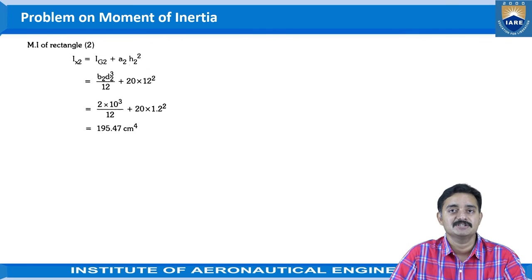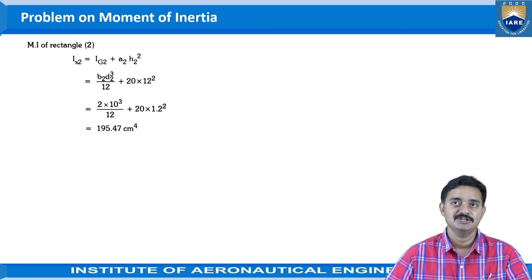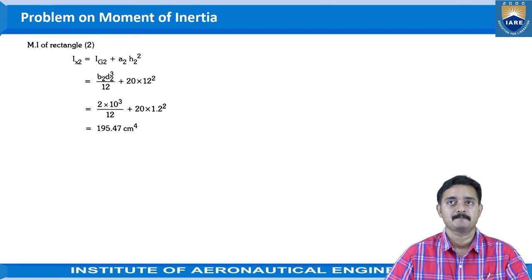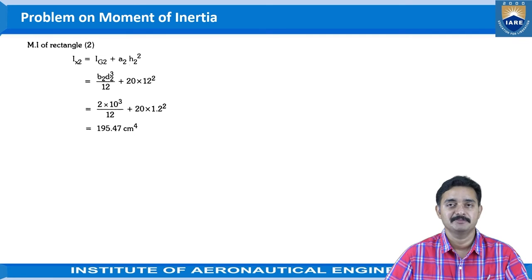Now, the moment of inertia of rectangle 2 can be represented as Ix2, that is moment of inertia of rectangle 2 with respect to the x-axis, and that can be given by the equation Ig2 plus A2 H2 square. Now applying the formula B2 D2 cube by 12 plus 20 into 12 square, when you simplify this, you will get the value as 195.47 centimeter power 4.